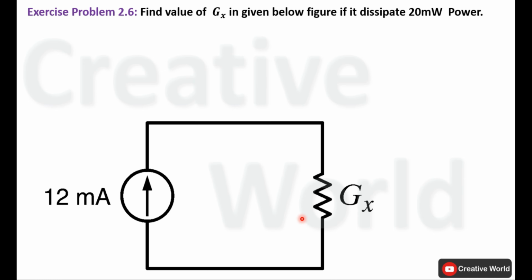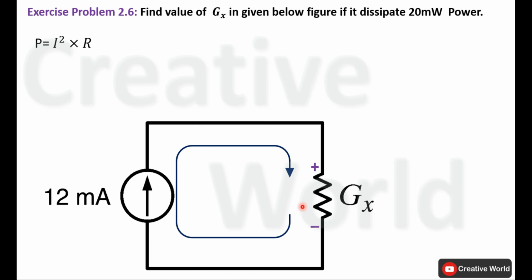Current inside this closed loop circuit is given, that is 12 milliampere, and this current is flowing in clockwise direction. According to the direction of current, mark the polarity notation across this resistance. Current entering terminal is taken with positive sign and current leaving terminal is taken with negative sign. Now use the power formula to calculate the value of resistance. P equal to I square multiplied by R.